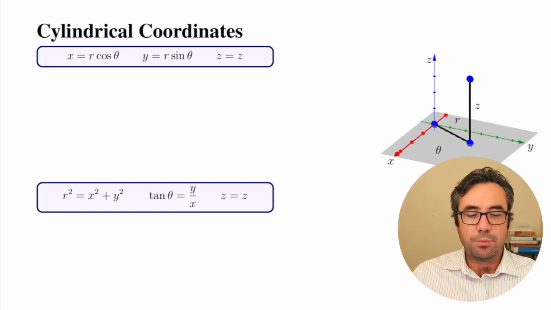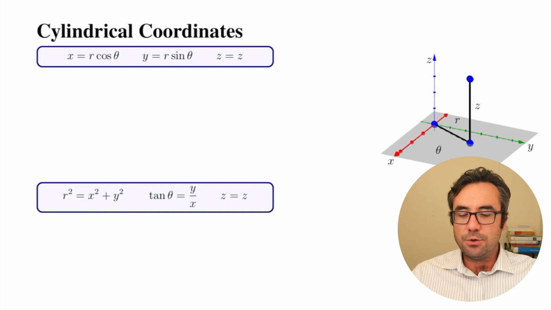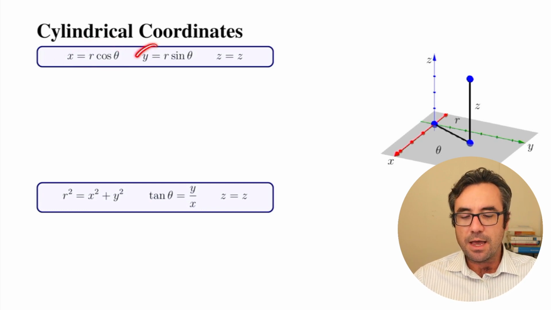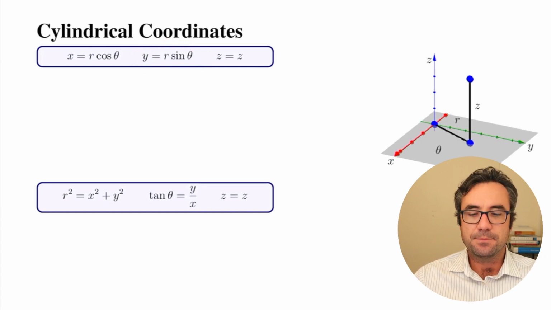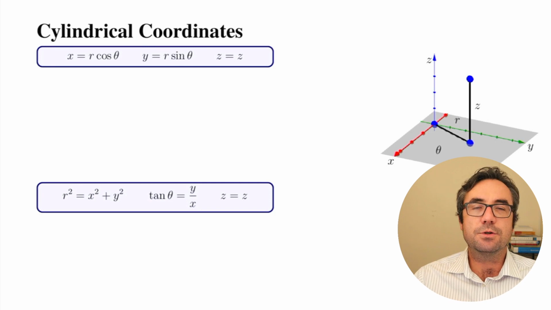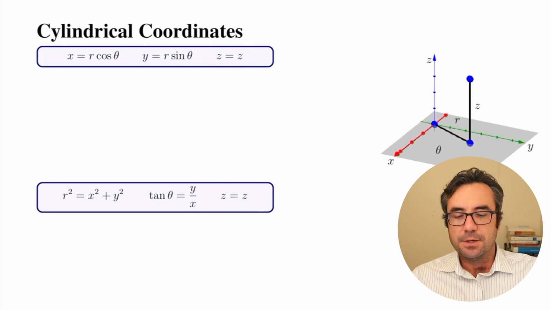So when we looked at polar coordinates for the xy plane, we use the standard equation x equal to r cosine theta and y equal to r sine theta. And it's the same deal for cylindrical coordinates. Now we're just adding a third dimension, z, and this is just the height.